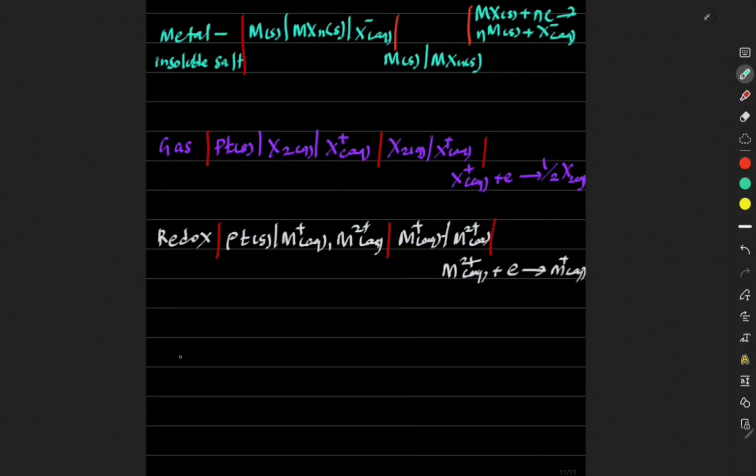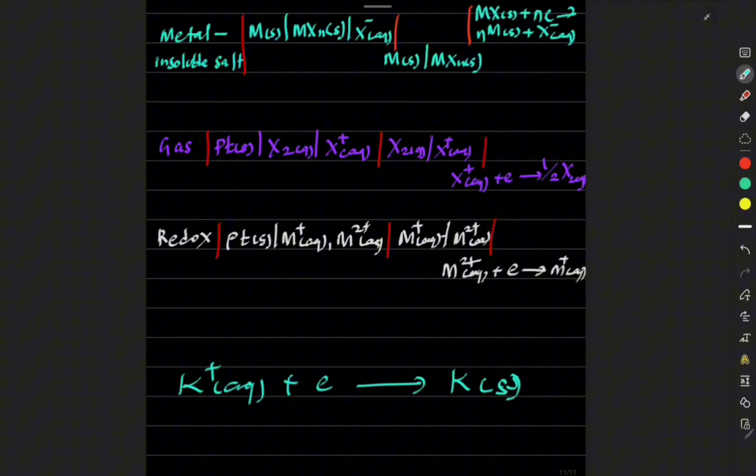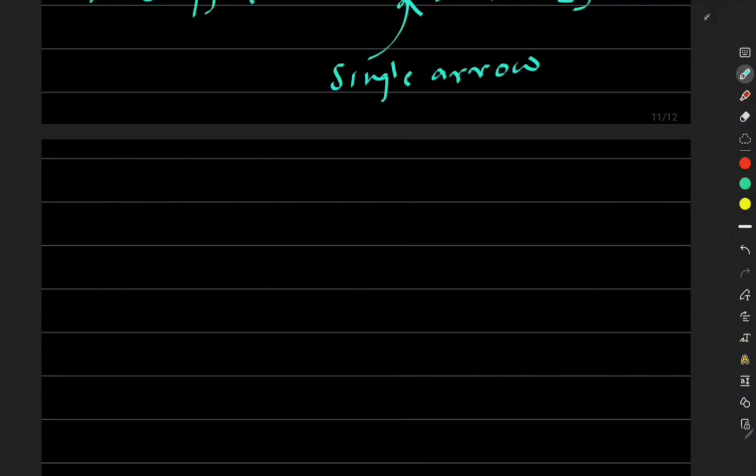When we are writing the electrode reaction, it should be represented with one single arrow. Let's consider potassium. K plus aqueous plus electron is the reduction reaction. They form potassium solid, and this will be represented with a single arrow. Single arrow means there is a current flowing through. Now let's consider the standard reduction potential of electrodes.